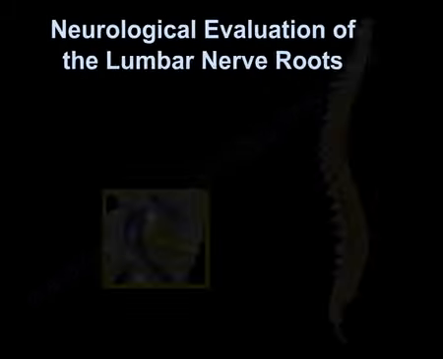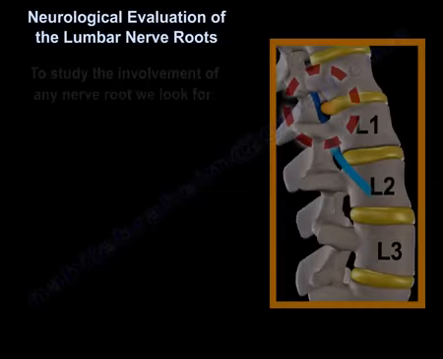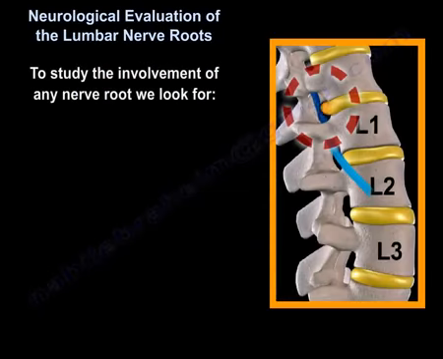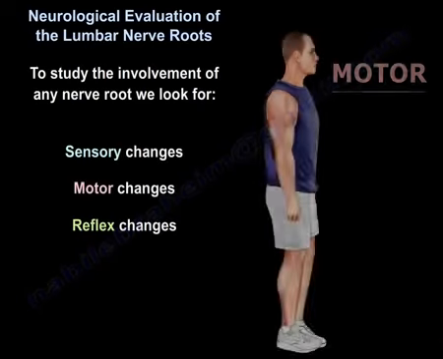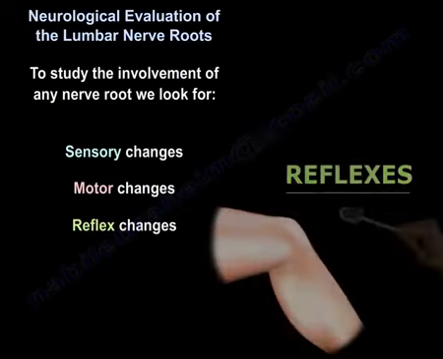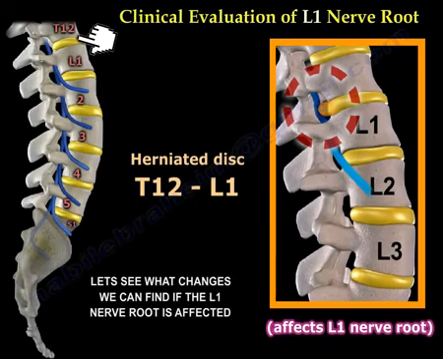Neurological evaluation of the lumbar nerve roots. To study the involvement of any nerve root, we look for sensory changes, motor changes, and reflex changes. If there is a herniated disc between T12 and L1, it will affect the L1 nerve root. Let us see what changes we can find if the L1 nerve root is affected.